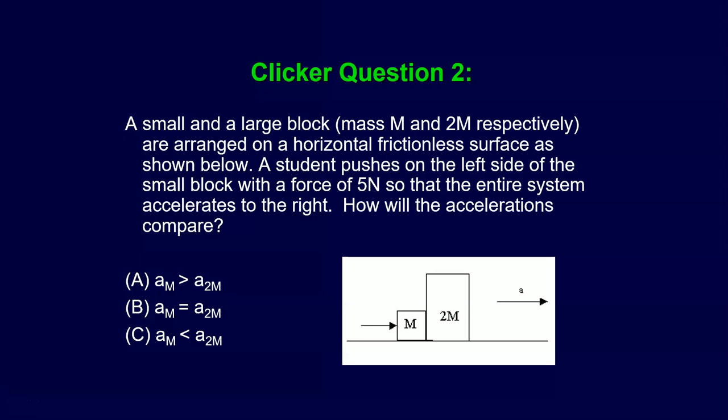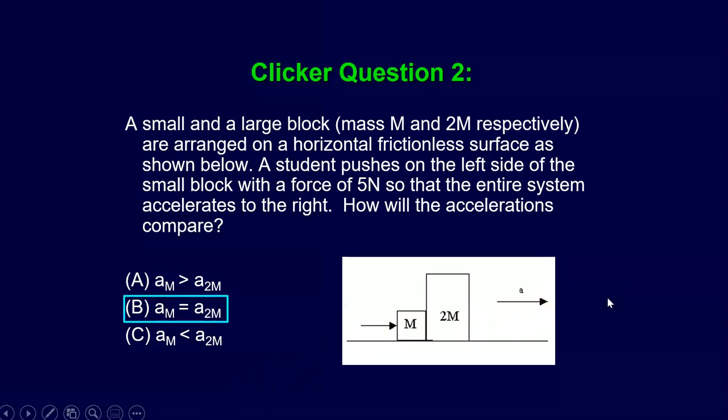And so let's look here. This is an old test question. A small and a large block, mass m and 2m, are arranged on a horizontal frictionless surface as shown below. A student pushes on the left side of the small block with a force of 5 newtons so that the entire system accelerates to the right. How will the accelerations compare of the two blocks? So go ahead and think about this one, and we'll talk about it.